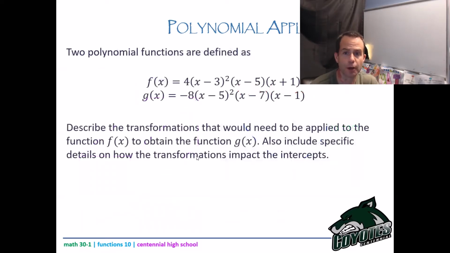All right, two polynomial functions are defined as, so just f of x and g of x there. Describe the transformations that would need to be applied to the function f of x to obtain the function g of x. Also include specific details on how the transformations impact the intercepts. Now, when we say intercepts, we'd be talking about x-intercepts and y-intercepts. This is a great written response question for a diploma, okay?